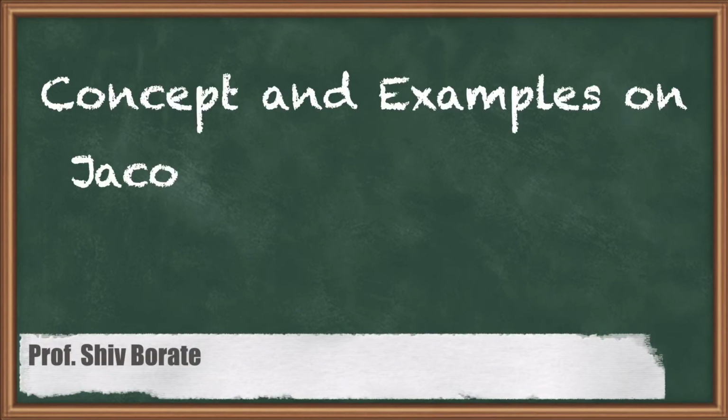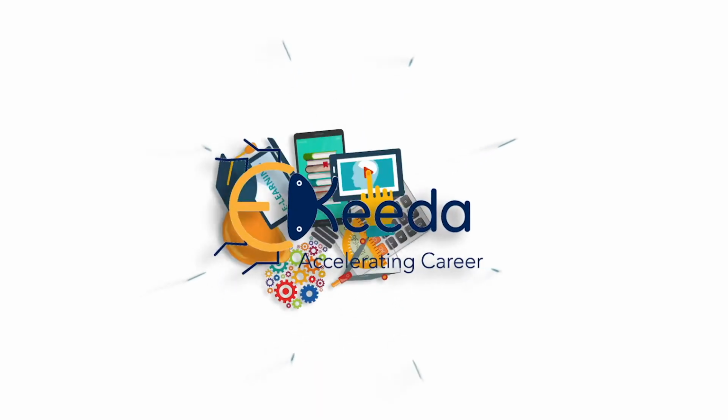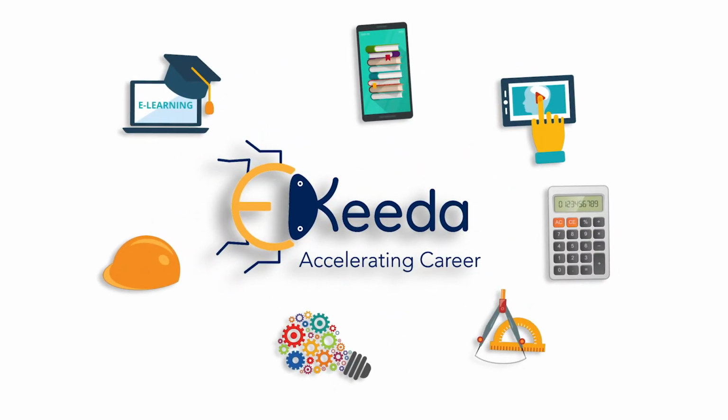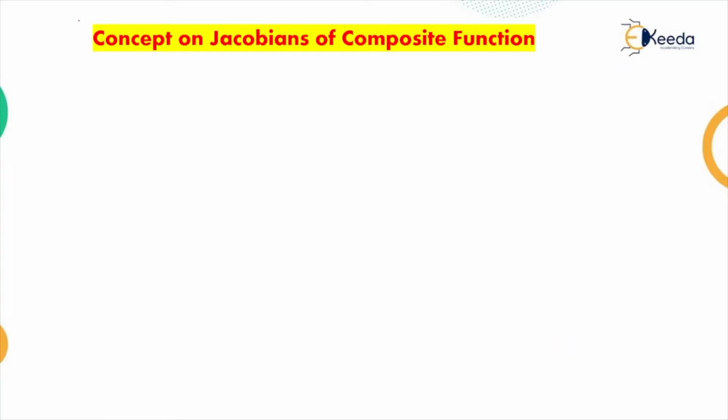Hi everyone. Today we are going to discuss the Jacobian concept and an example on Jacobians of composite functions. Let me start. First of all, when you think about the concept of the Jacobian of a composite function, we have to know what a composite function is.